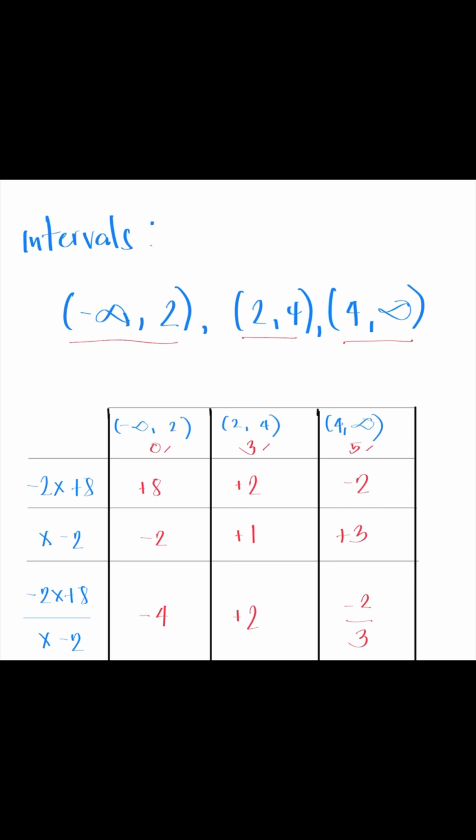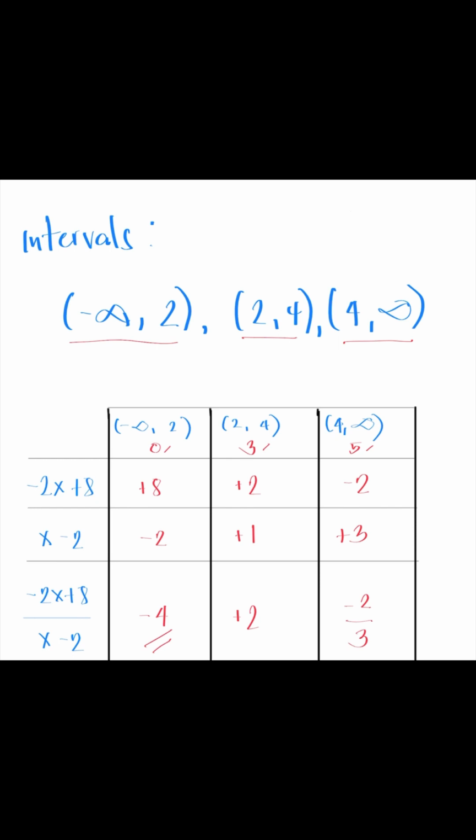Next, what about the denominator x minus 2? If x is equal to 0, that is now negative 2. From the interval 2 and 4, if x is 3, that is 3 minus 2 equal to positive 1. From the interval 4 to positive infinity, say 5, if x is 5, that is now 5 minus 2, which is positive 3. Next, we can now say that if we divide the numerator and the denominator, positive 8 divided by negative 2, that is negative 4. The sign, take note, is negative.